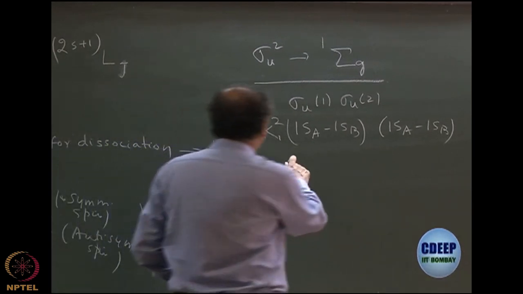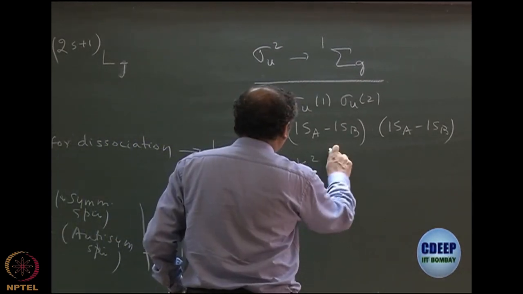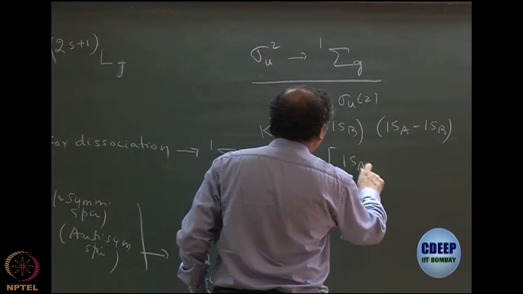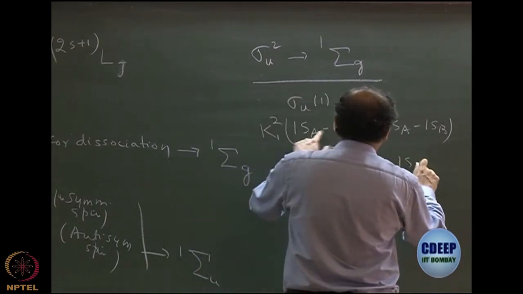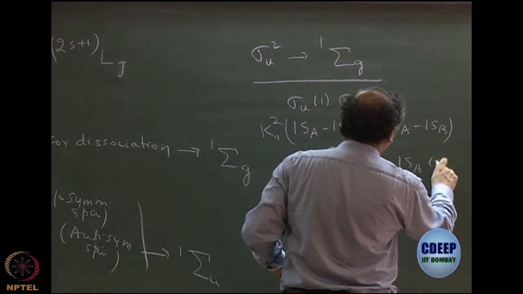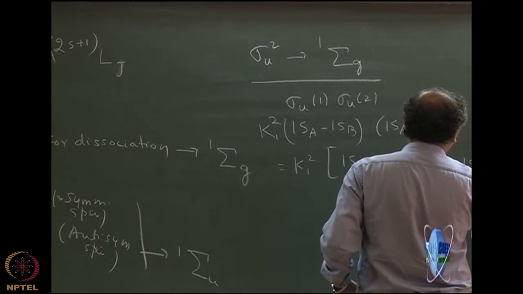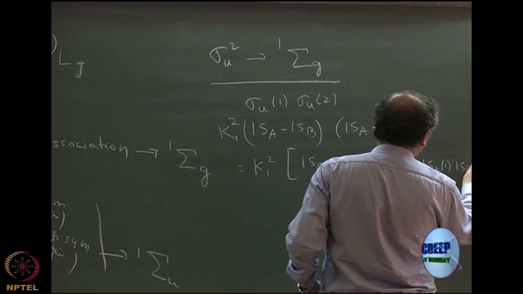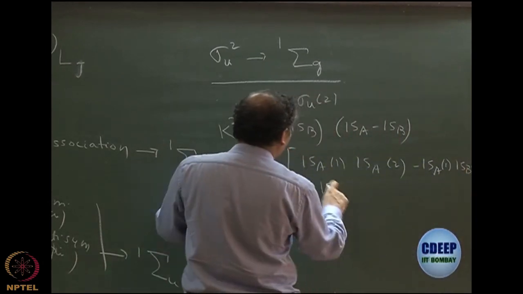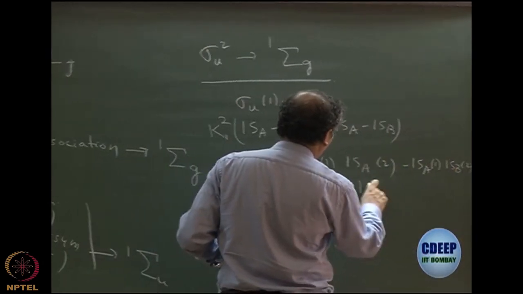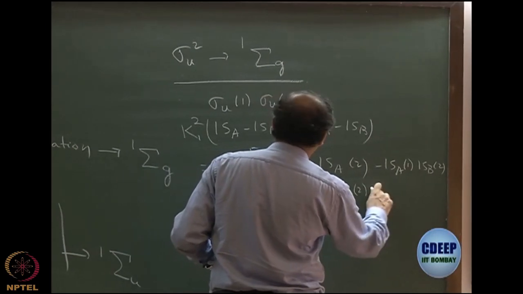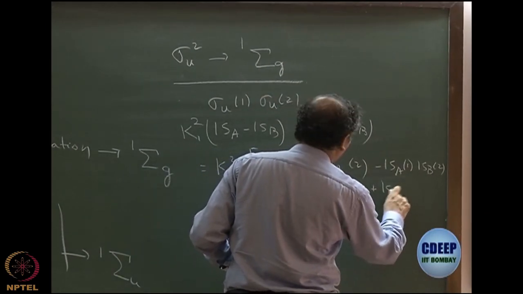Exactly as we did it. So we had K1 square, then we had 1SA1, 1SA2. Remember, this is 1, this is 2, 1SA2. Then you have minus 1SA1, 1SB2, minus 1SB1, 1SA2, plus 1SB1, 1SB2.